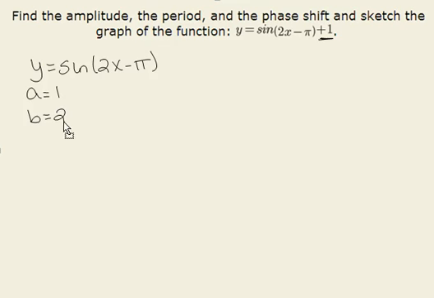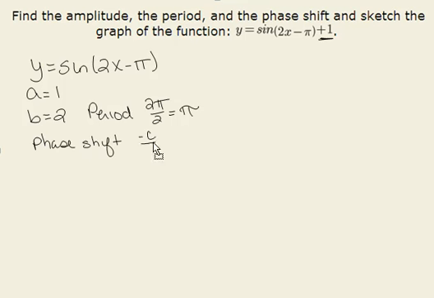b is equal to 2, which gives our period of both functions to be 2 pi over 2, or pi units. 1 full cycle in our phase shift can be expressed as the opposite of c over b. In this case, it would be the opposite of negative pi over 2, or pi over 2, and our cycle interval going between 2 pi and 0.